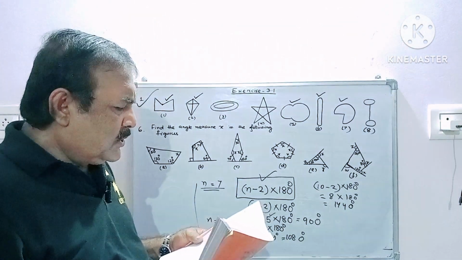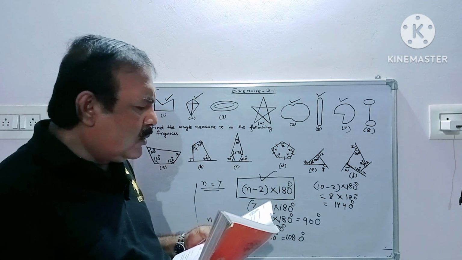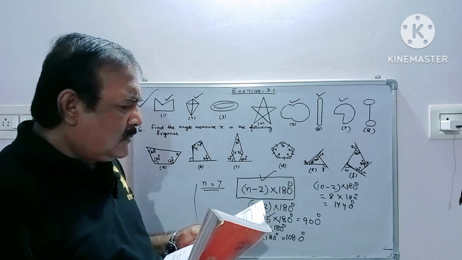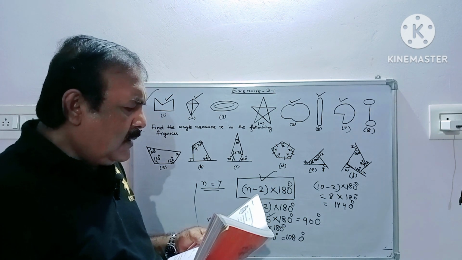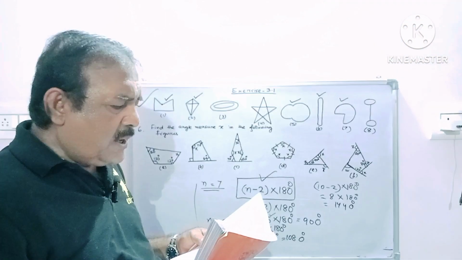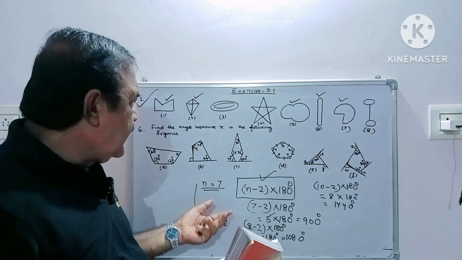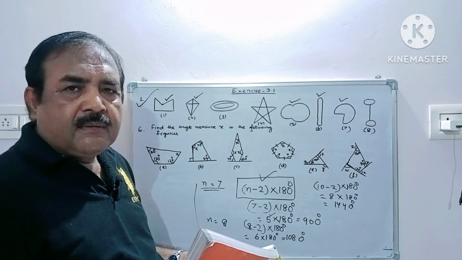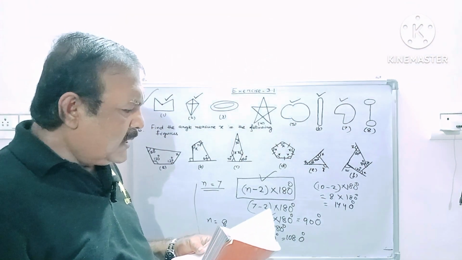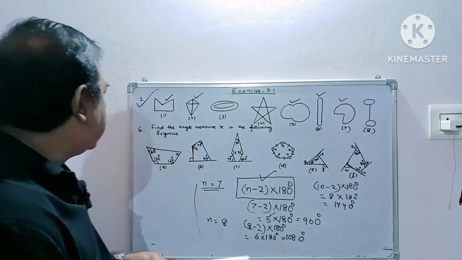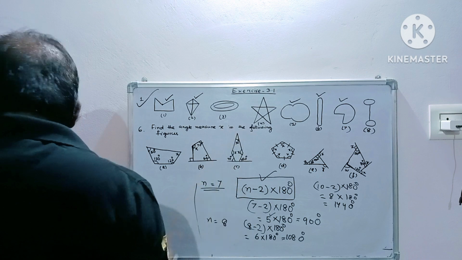So it is an equilateral triangle, that is a regular polygon. 4 sides, we have a square. 6 sides, we may tell a regular hexagon. Okay, so these are the answers. Then we will come to question number 6. Find the angle measure x in the following figures.